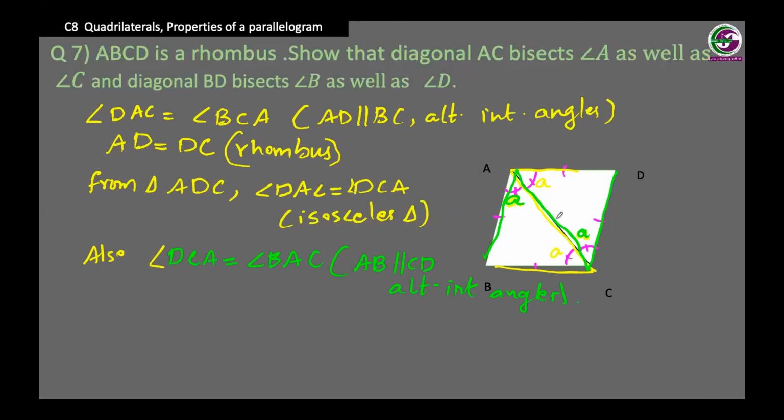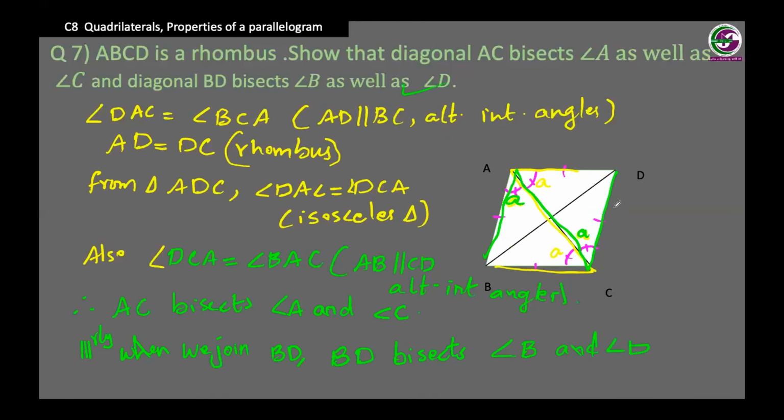So from the shape, it's clear AC is bisecting angle A as well as angle C. Therefore, AC bisects angle A and angle C. Similarly, if you join BD, we can find that BD bisects angle B and angle D. That's what we have to prove.